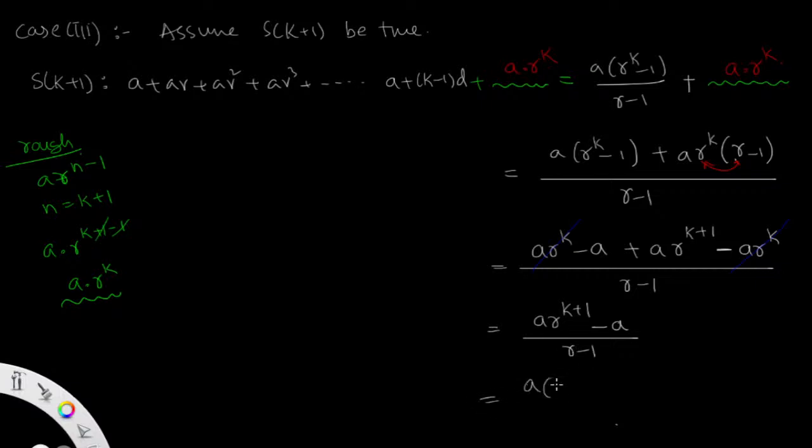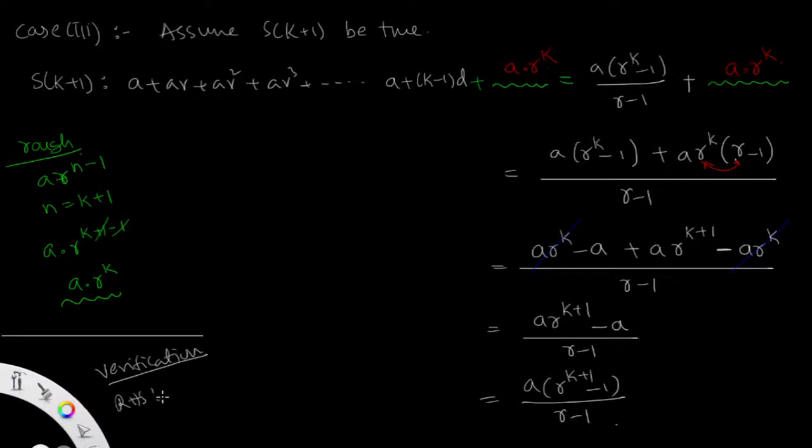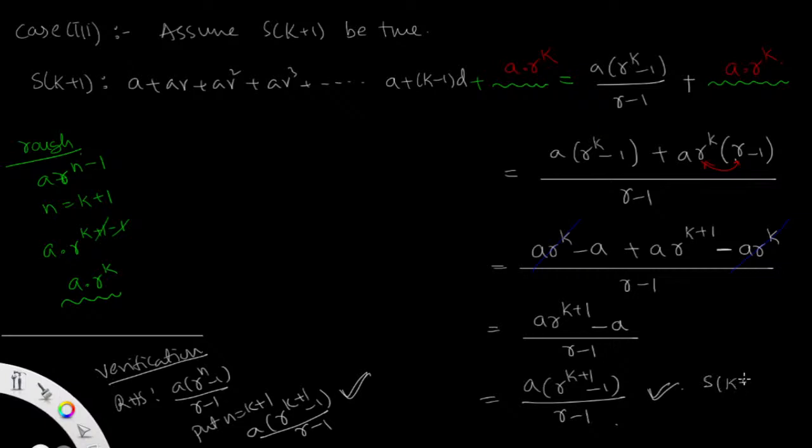From this, a into r power k plus 1 minus 1 by r minus 1. Whether it is correct or not, by checking the verification. By verification, taking the RHS, whatever we have, a into r power n minus 1 by r minus 1. Now put n equal to k plus 1 in the expression, then a into r power k plus 1 minus 1 by r minus 1. So both are the same, then the expression is true. Therefore S of k plus 1 is true.